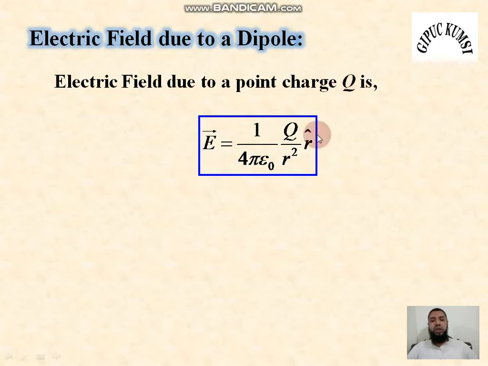If the charge is positive, it is radially outwards, the direction is radially outwards. If the charge is negative, the direction is radially inwards. We studied this in the previous session. Today let's try to calculate the electric field due to a dipole.